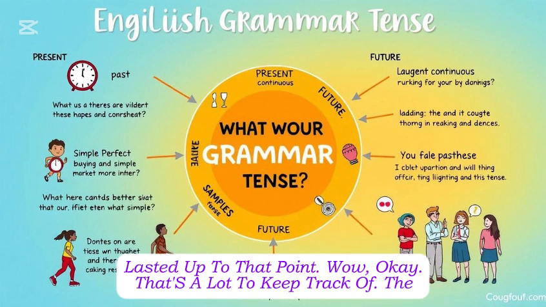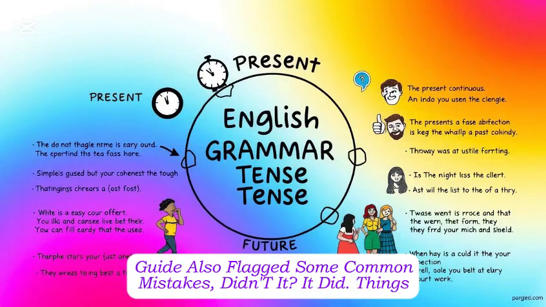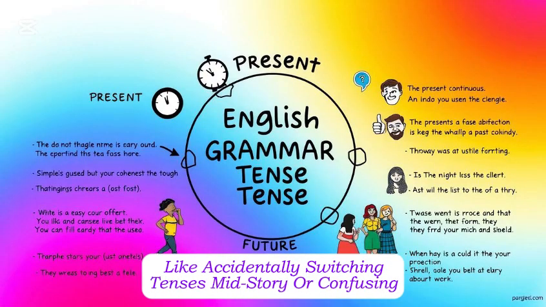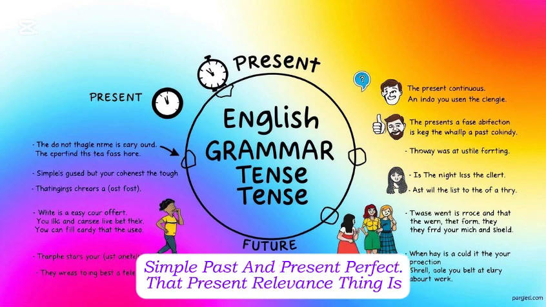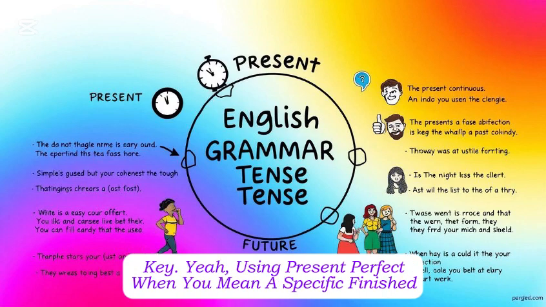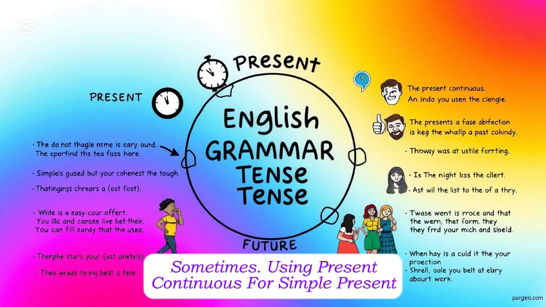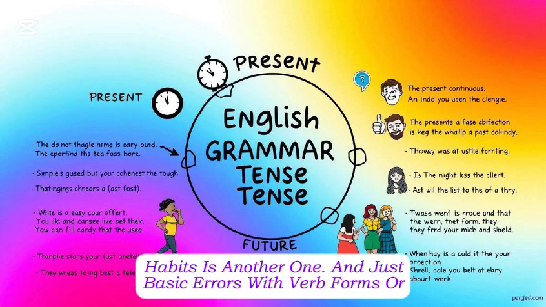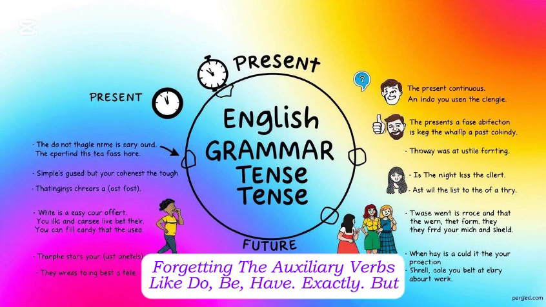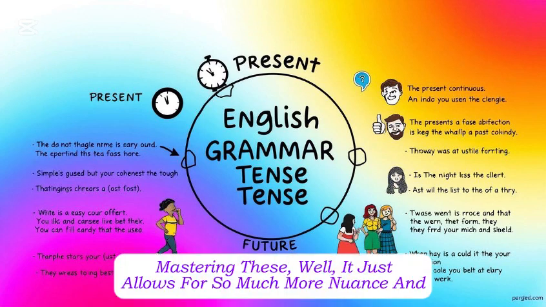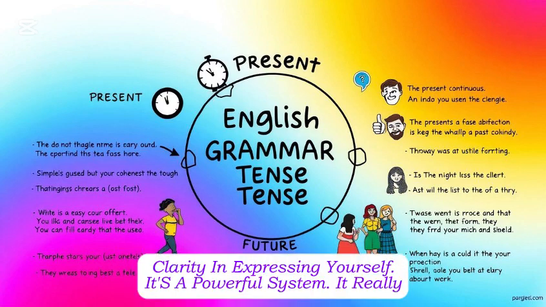Wow, okay. That's a lot to keep track of. The guide also flagged some common mistakes, didn't it? It did. Things like accidentally switching tenses mid-story or confusing simple past and present perfect. That present relevance thing is key. Using present perfect when you mean a specific finished past time, or vice versa. Or overusing the perfect tenses sometimes. Using present continuous for simple present habits is another one. And basic errors with verb forms or forgetting the auxiliary verbs like do, be, have. But mastering these allows for so much more nuance and clarity in expressing yourself. It's a powerful system.